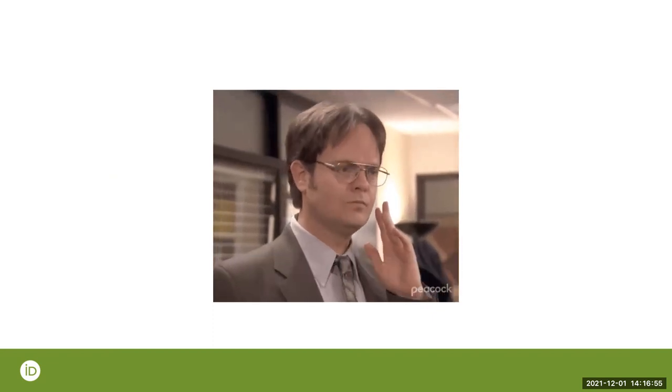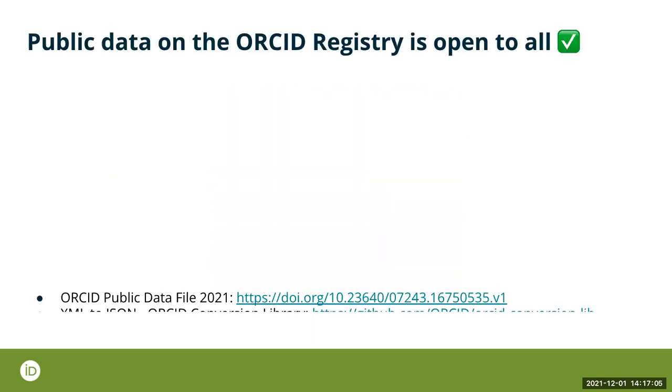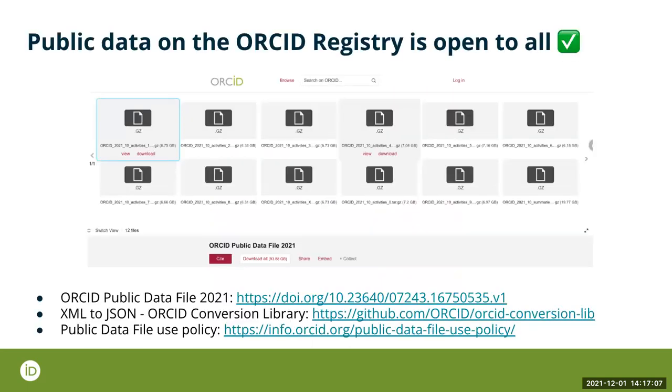But this doesn't mean that all data in the ORCID registry is. So as I mentioned before, we can have also private data, or we can have data that is only for certain parties. So one thing that we do every year is we publish the public data file. This file, or maybe files with an S, are a set of files containing all the data that is set to public or to everyone in the ORCID record.